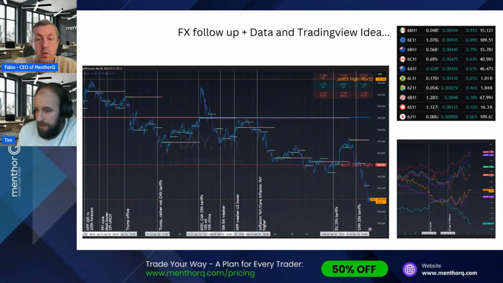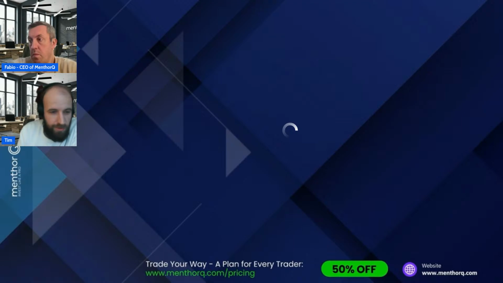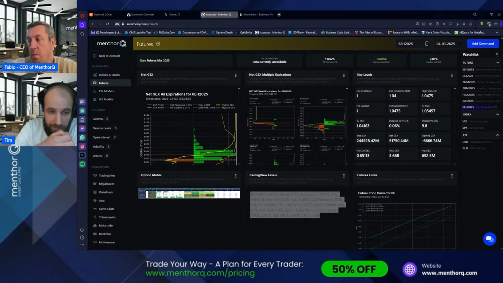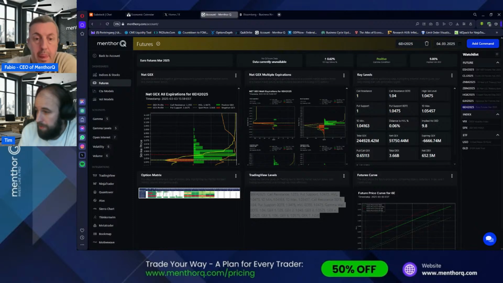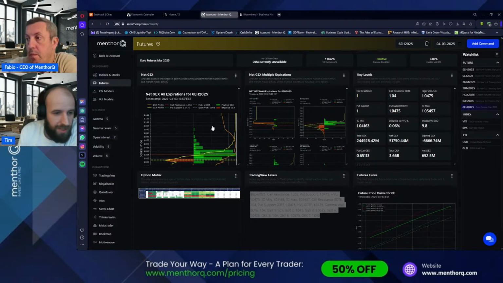So let me set up TradingView real quick. We need 6E futures. I have it over here, right? And now we are going briefly over to the new dashboard, which Fabio showed you here already. And I have to open it as well, of course. So, right, that's the new dashboard. Okay. If you missed it, it was released like 2 days ago, Fabio, right?